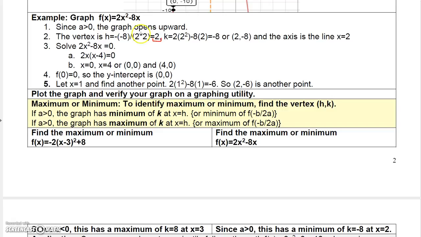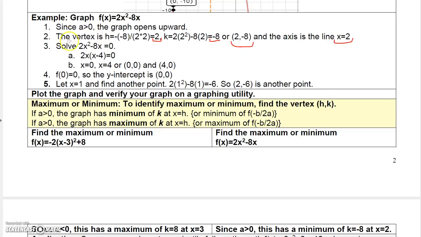Okay, now I got to plug 2 back into this. So 2 times 4 is 8. And then 8 minus, minus 8 times 2 would be minus 16. So I'd have 8 minus 16, which is negative 8. And so that gives me the point (2, negative 8) with an axis of x equals 2.